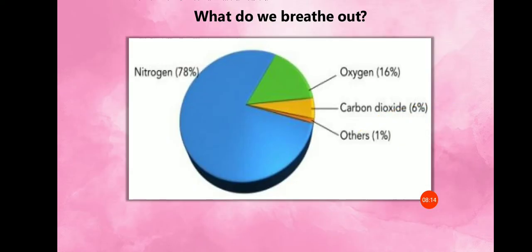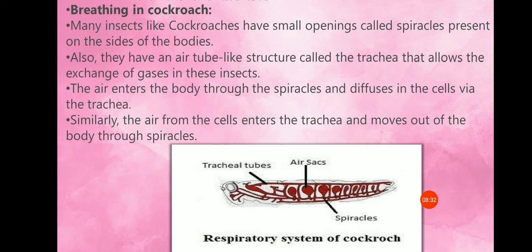Now what do we breathe out? Nitrogen is 78% in the atmosphere. The proportion of oxygen is 16%, carbon dioxide 6%, and other is 1%.